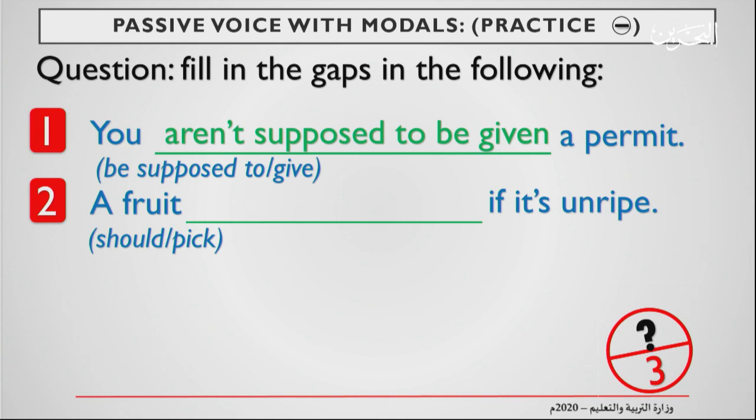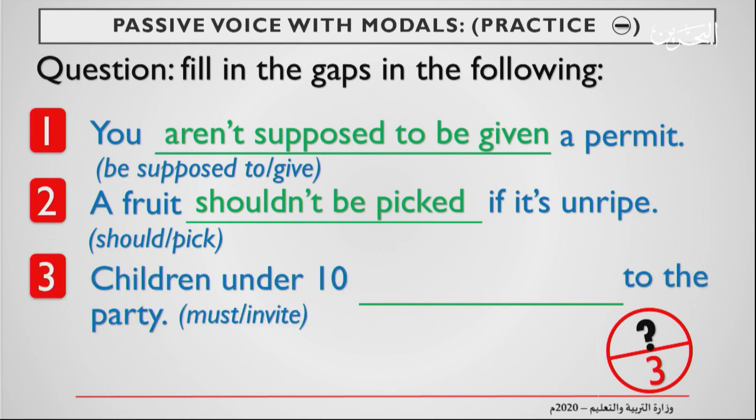Number 2, a fruit, gap, if it's unripe, full stop. You have to use the modal should plus pick with a negative sentence. Let's check the answer. The answer is shouldn't be picked. A fruit shouldn't be picked if it's unripe. If you're correct, give yourself a mark.